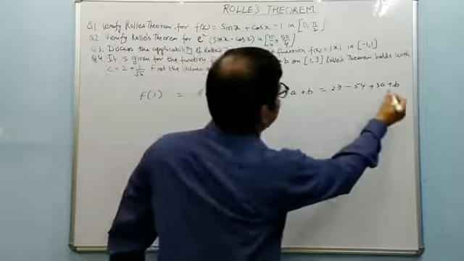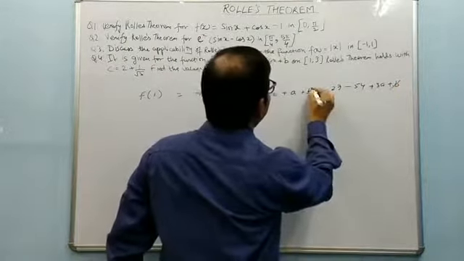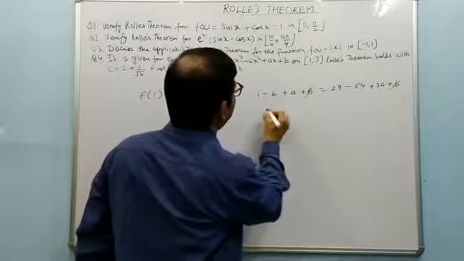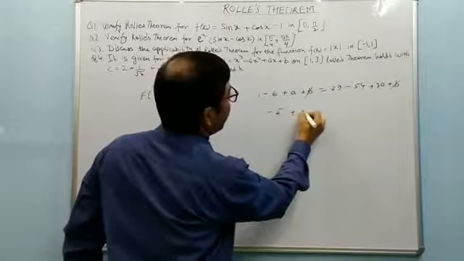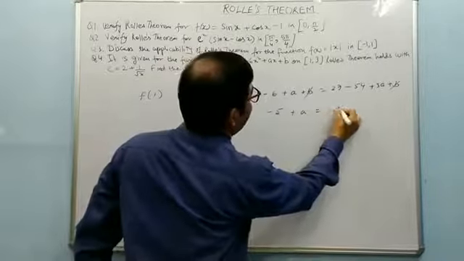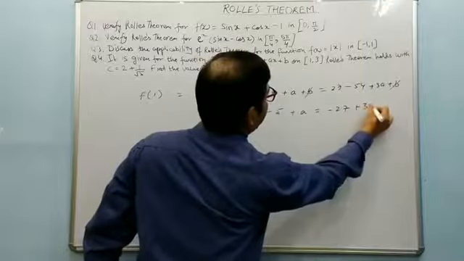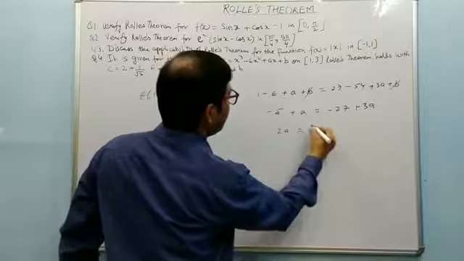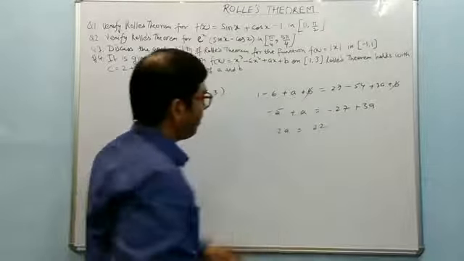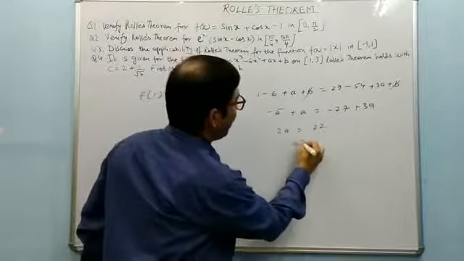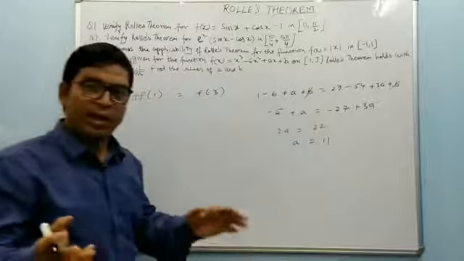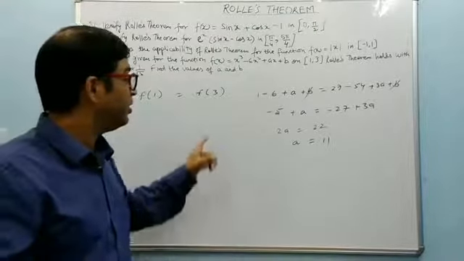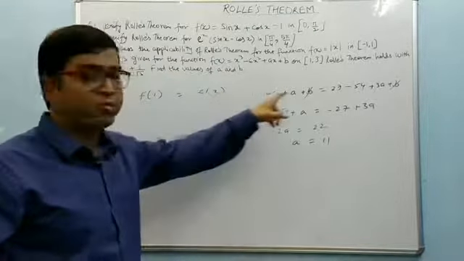Definitely you see here that b is cancelled out here. We will get the value of a. What is that? This is coming out to be -5 plus a is equal to -27 plus 3a. So it is coming out to be 2a is equal to 22. So a is coming out to be 11. Now we need to find the value of b. A we got it because f(a) is equal to f(b).